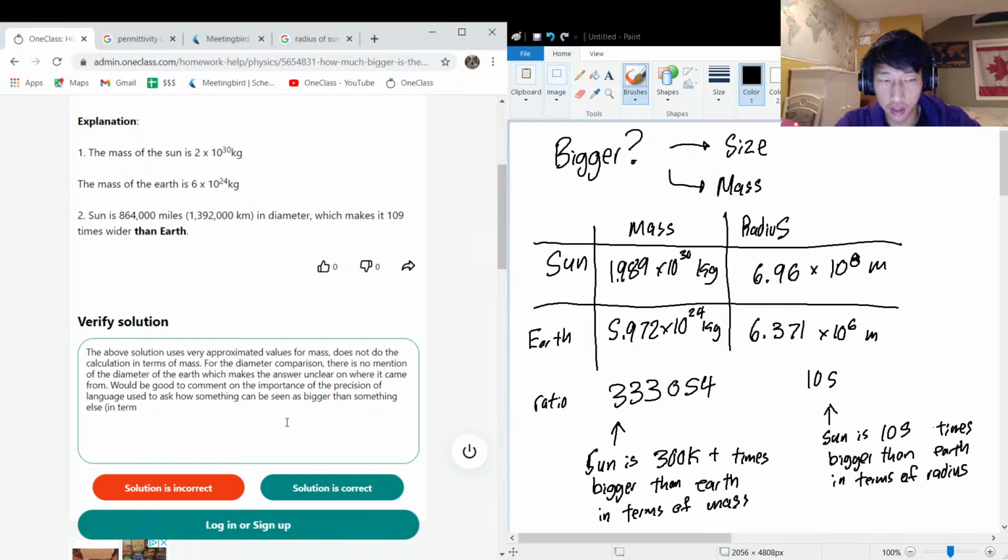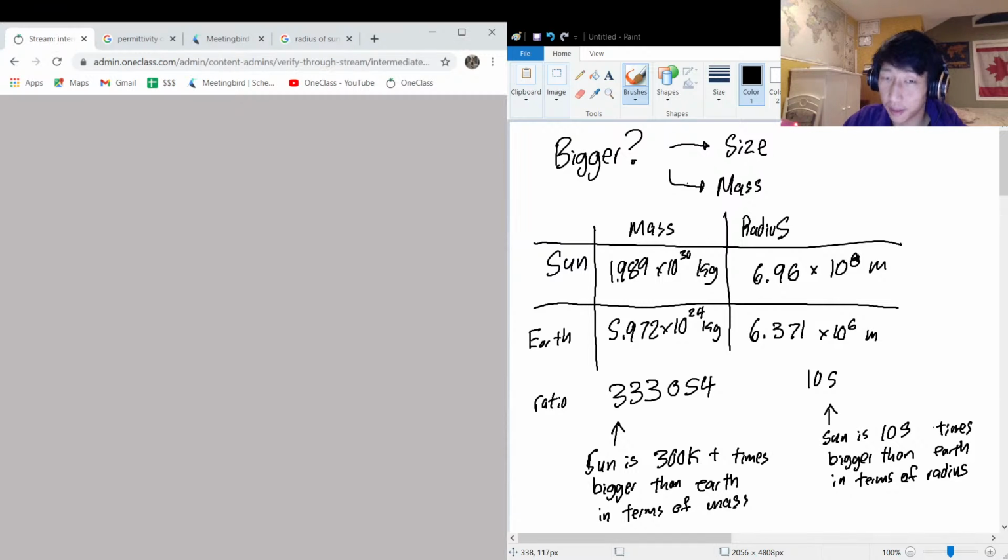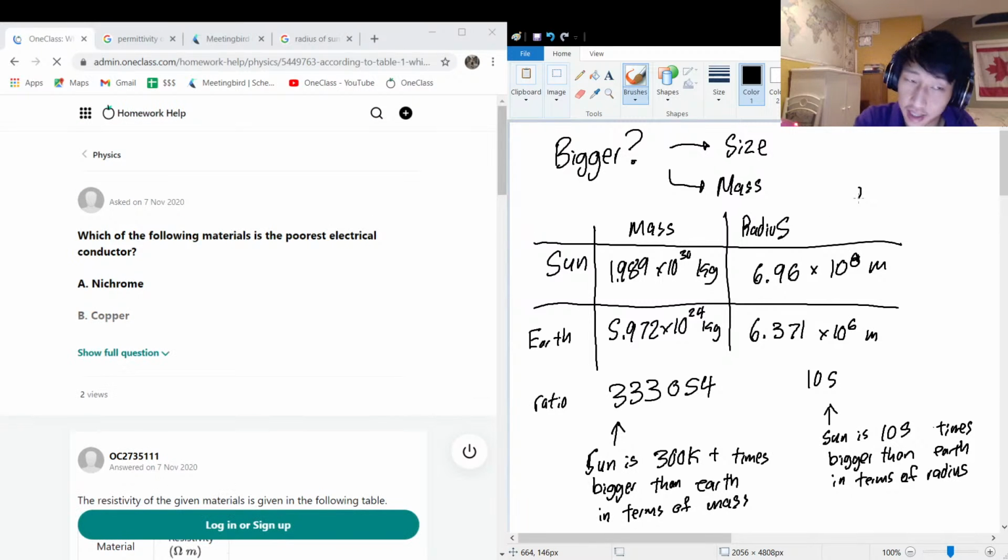In terms of mass versus physical size. Now, here we just compared radius, but if we compared volume, it would be a whole other story, because volume is radius cubed, I think, or even cross-sectional area. That could be another way to describe the size, and we get vastly different answers depending on if we do cross-sectional area, volume, radius, or mass. So it's very important that we're very specific and precise with our language. The precision of the language is incredibly important, especially in STEM.